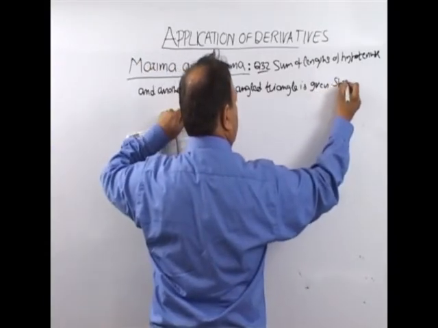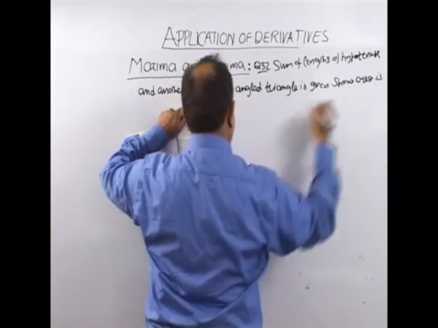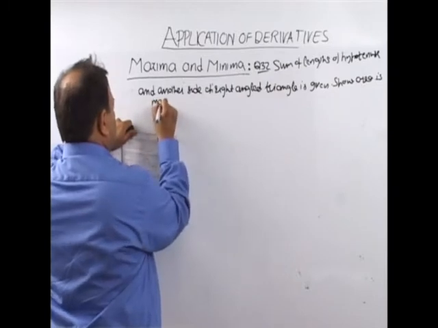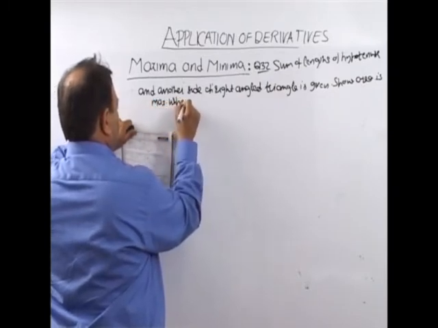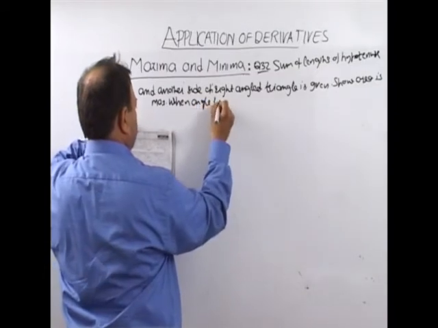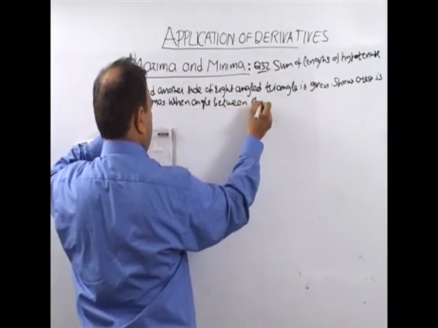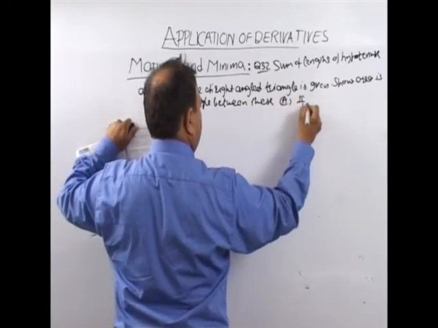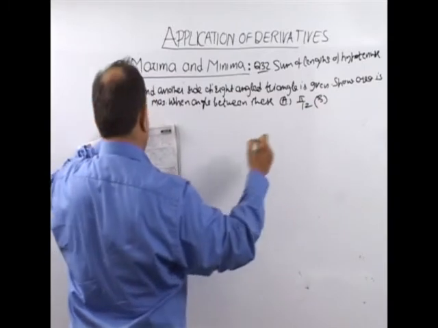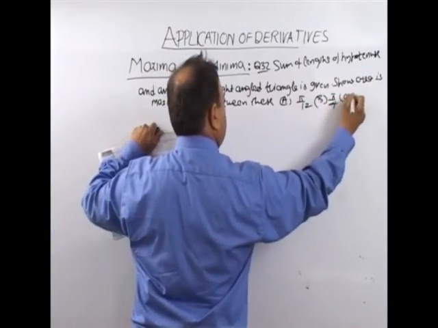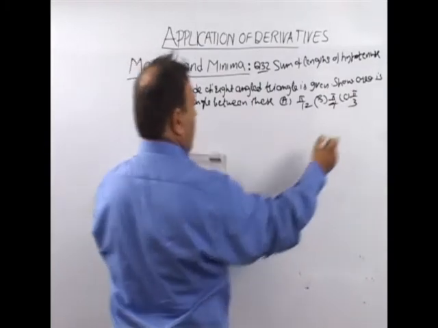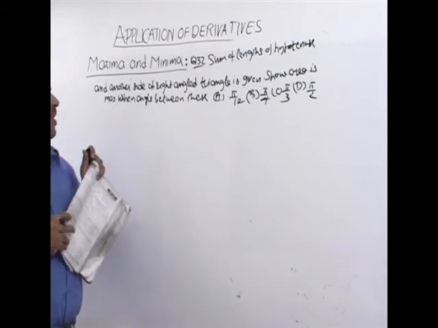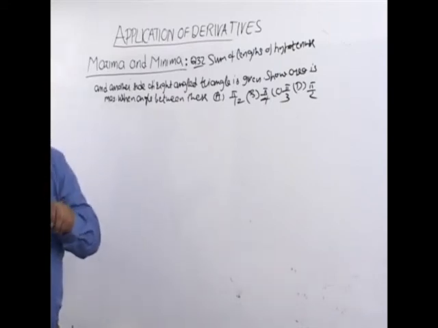Show area is maximum when angle between these is: A pi by 12, B pi by 4, C pi by 3, and D it is pi by 2. If sum of length of hypotenuse and another side of a right angle triangle is given.